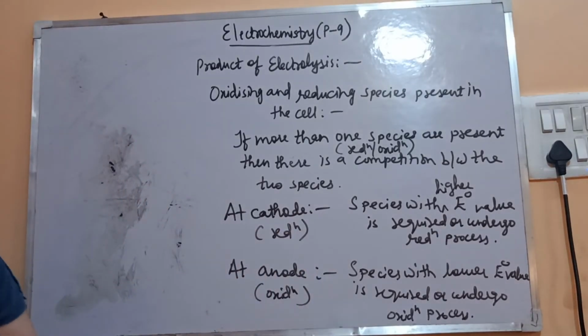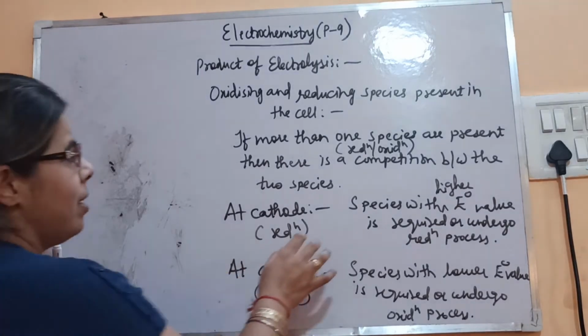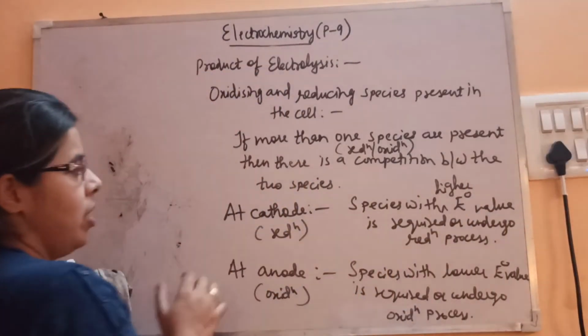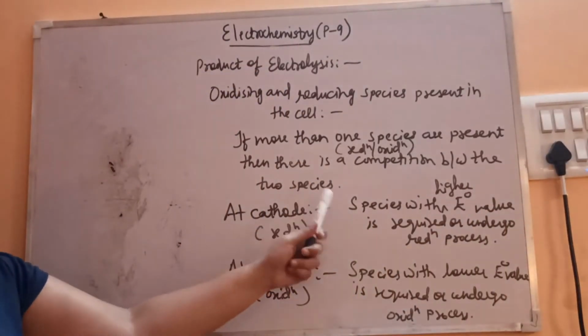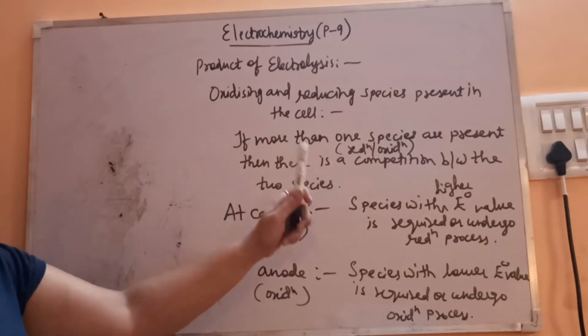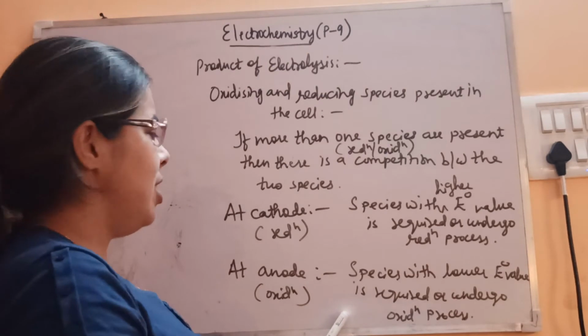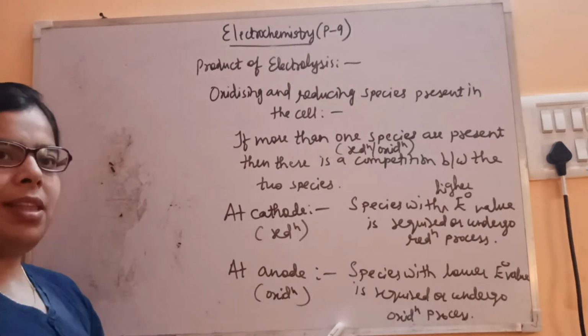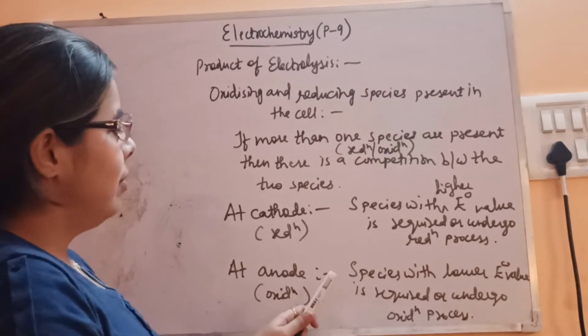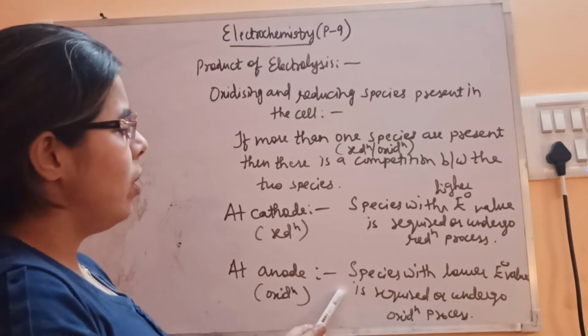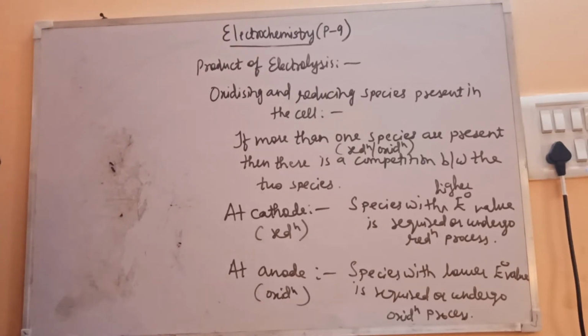Fine. Now, this is the criteria, or the condition, for the species: if it is having higher E0 with respect to the other, then it will undergo the reduction process. If it is having lower E0 with respect to the other species, which is also going to take part in the anode only, then with lower E0 value we have to choose. So this will decide the product of electrolysis. So the product of electrolysis depends upon the E0 value.